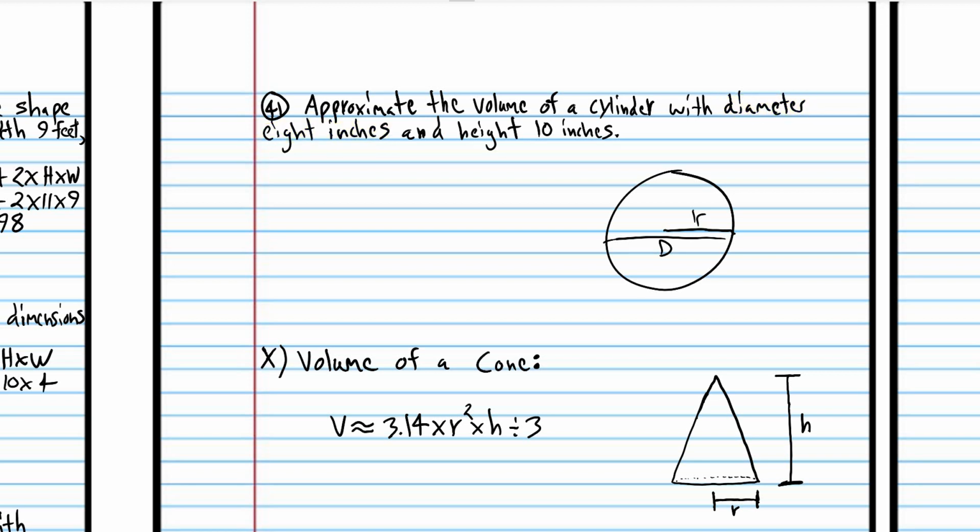So 8 divided by 2. A radius is equal to 8 divided by 2, which is 4. So the radius is 4. We'll just put that over there. So now we're going to plug in 4 to R, not 8. So that's a trick question.